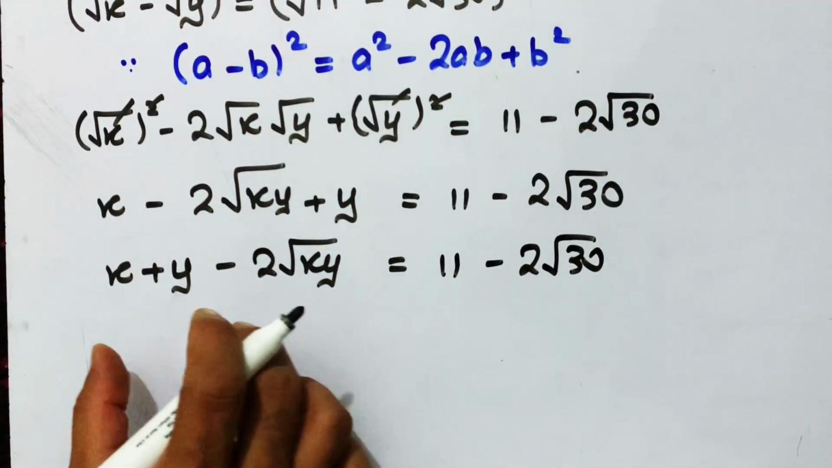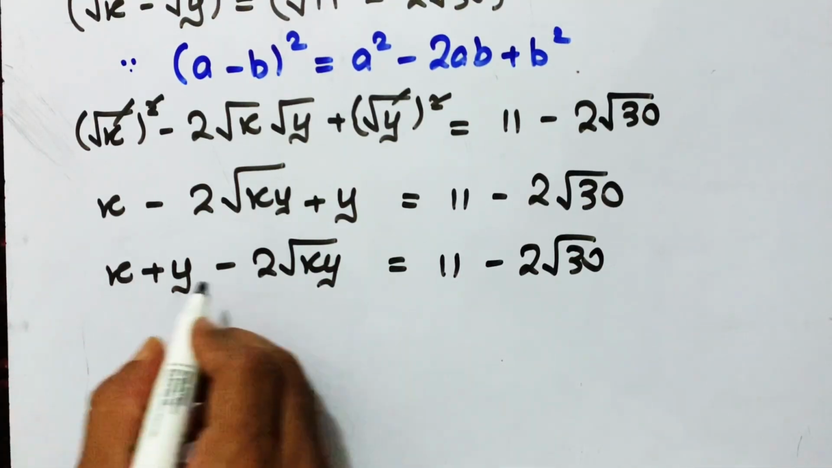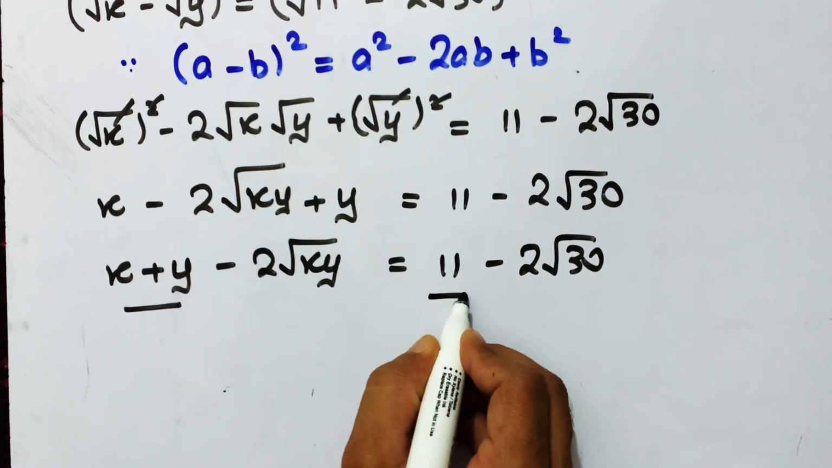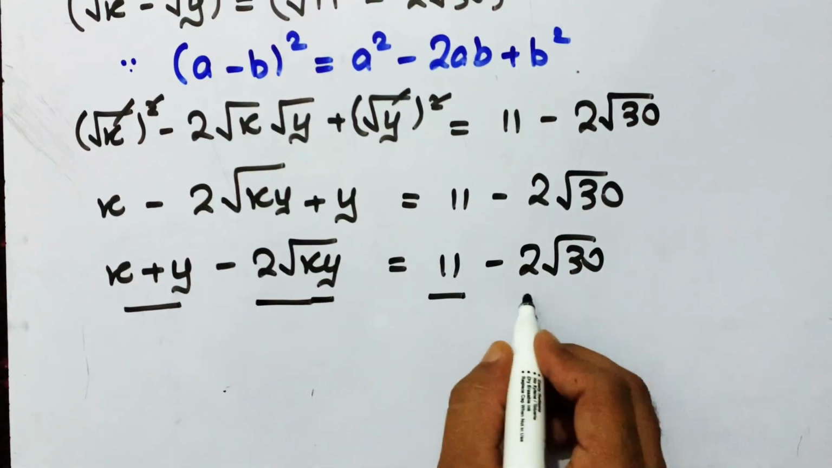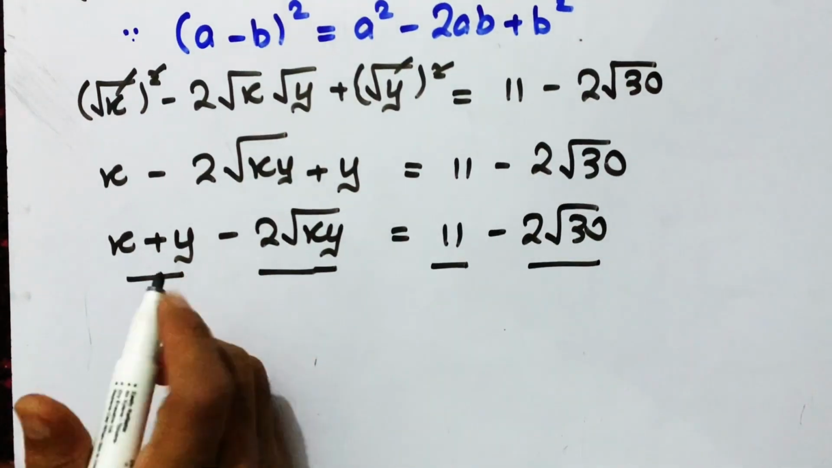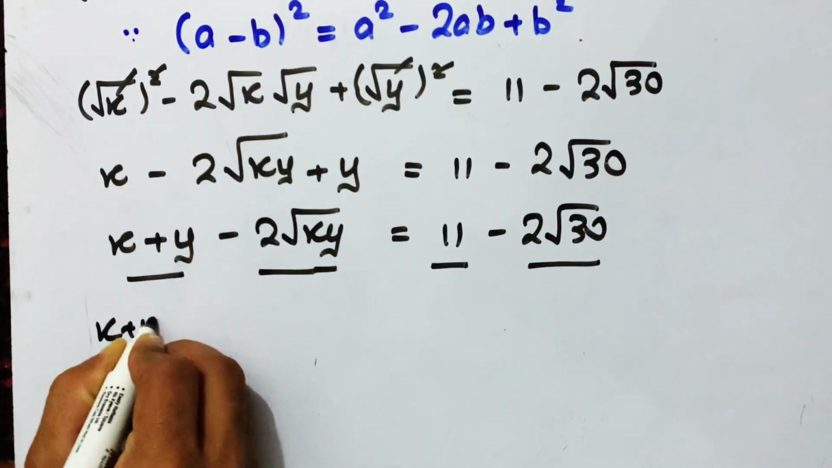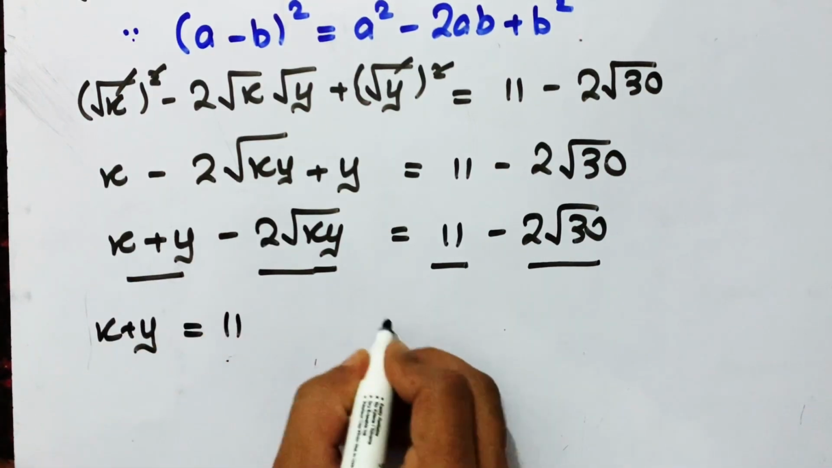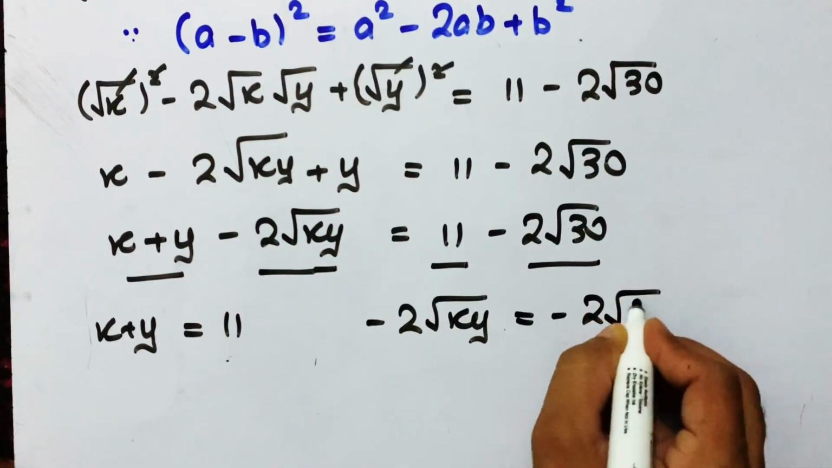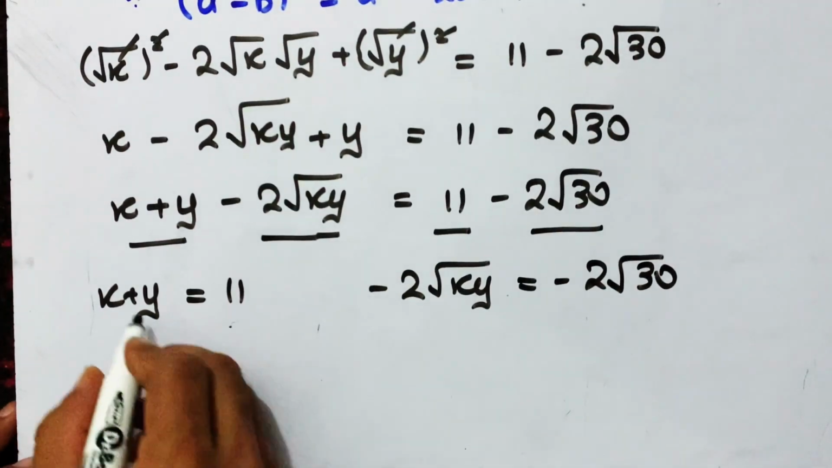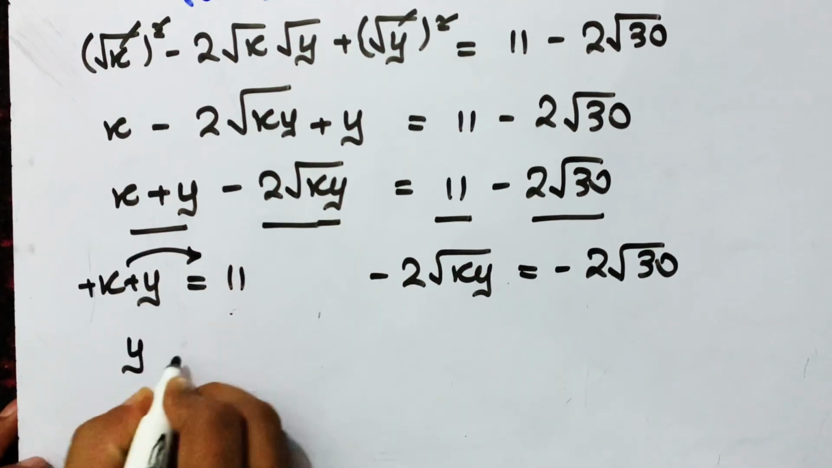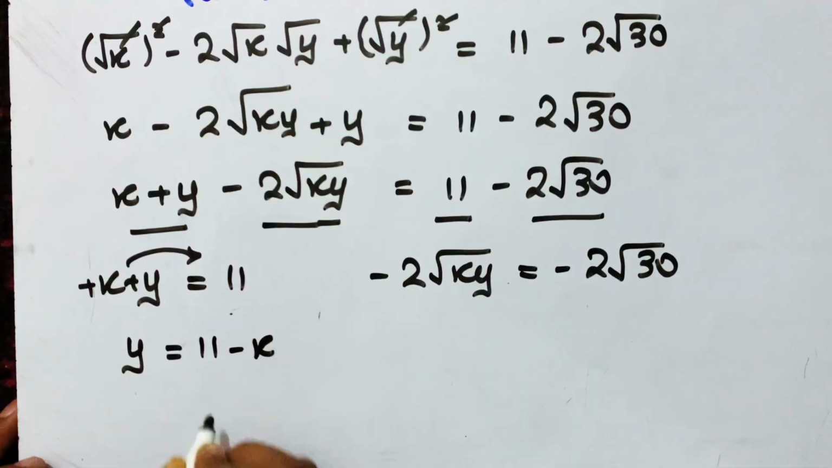Comparing both sides, we conclude that x plus y is equal to 11, and minus 2 square root of xy is equal to minus 2 square root of 30. So this term, positive, goes to the opposite side with a negative sign. y is equal to 11 minus x.